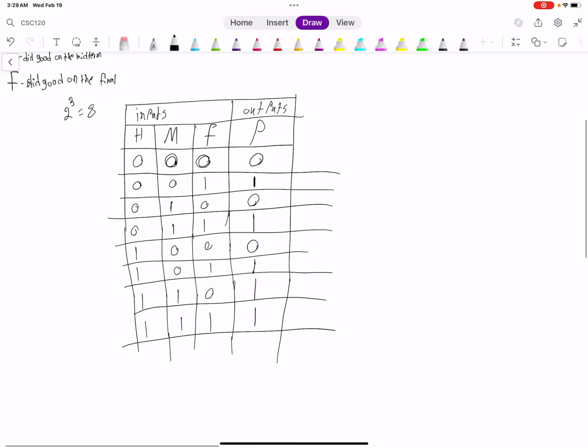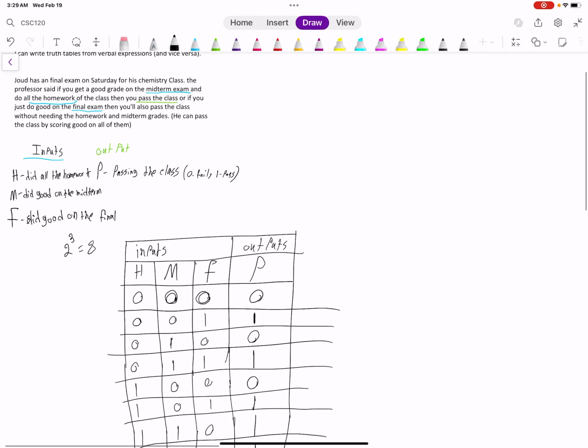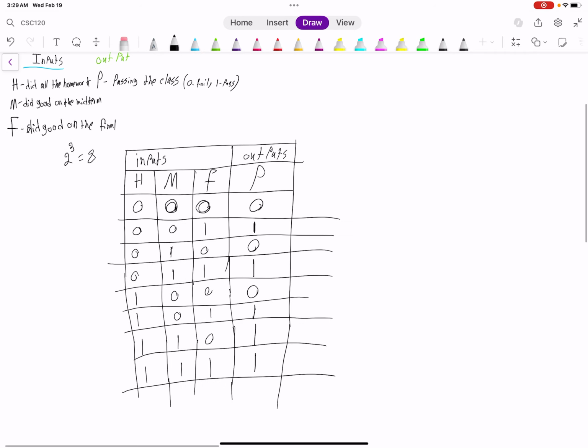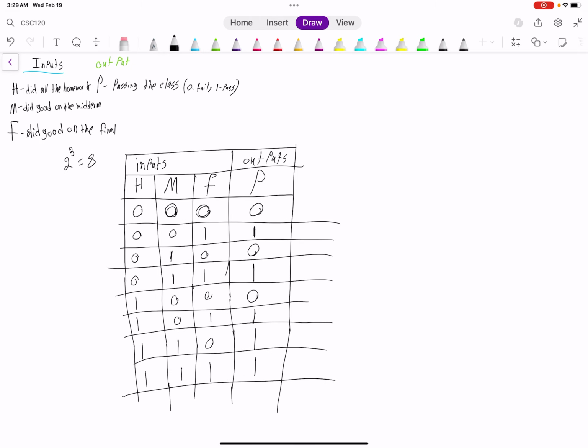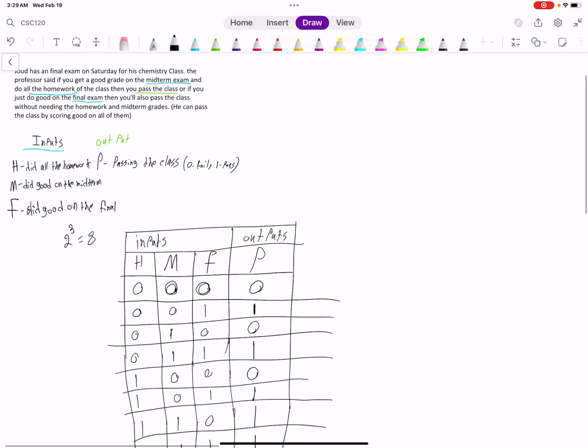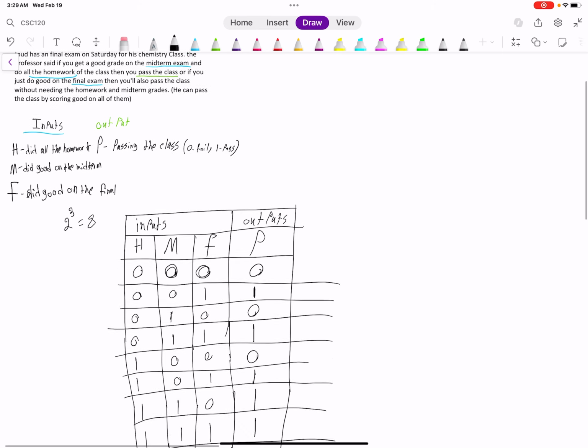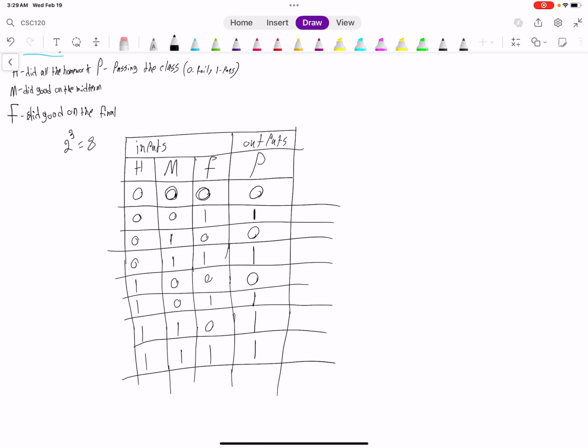This truth table here demonstrated what this expression was saying, where if he passes the final, he'll pass the class. If he passes the midterm and the homework, he'll pass the class. If he does all of them, he'll also pass the class.